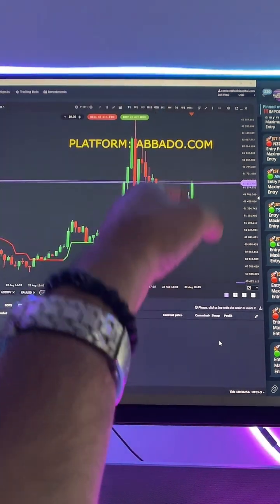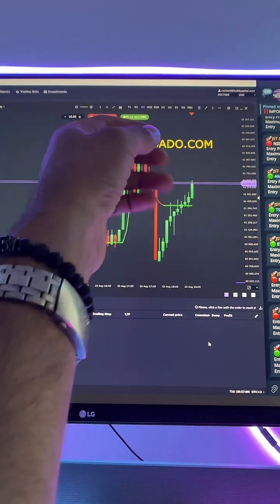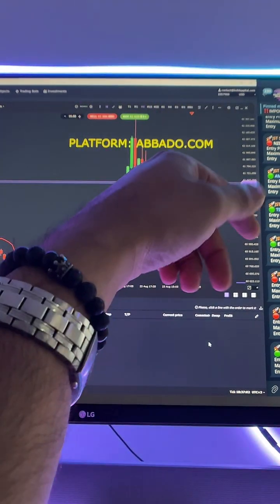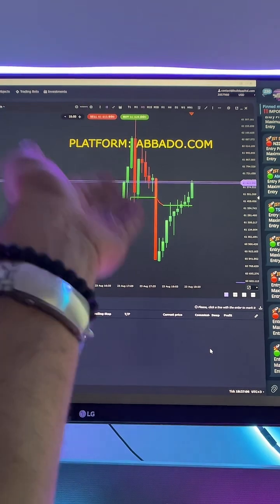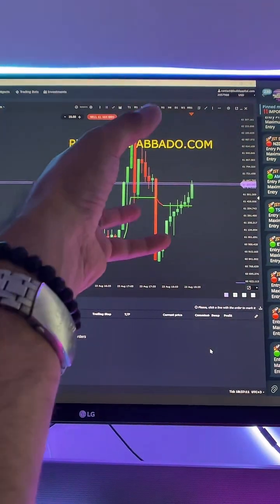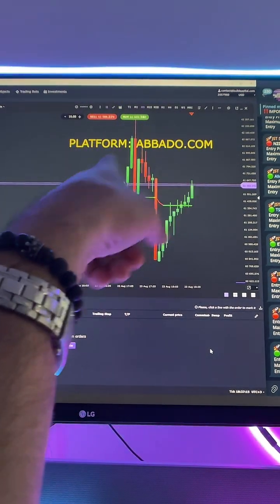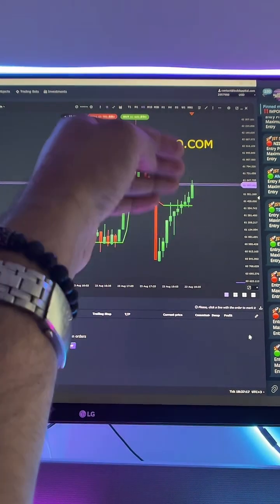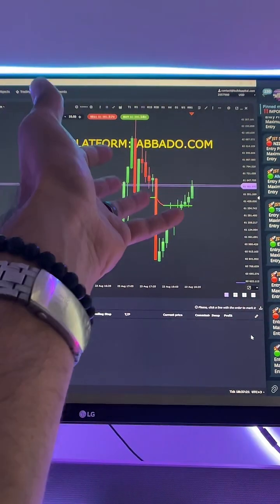All right, guys. So we just hit stop loss on these trades. And remember, because I'm risking less than 1% of my balance, it's okay. Let's say I had a $1,000 account, just so I can put it into perspective for you guys. Hitting my stop loss was like a $10 loss. So it's not really that big of a deal.